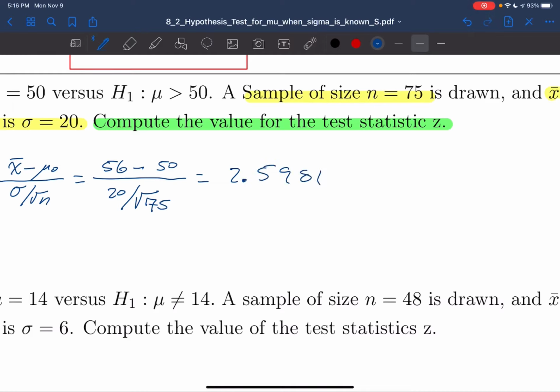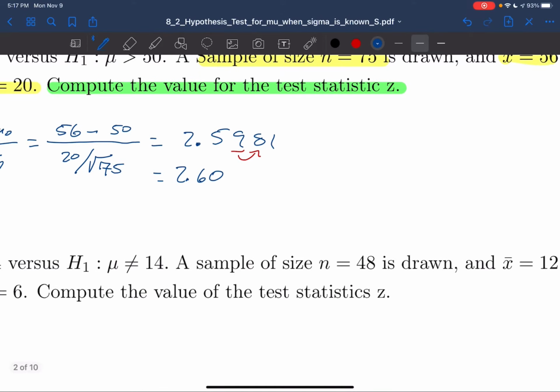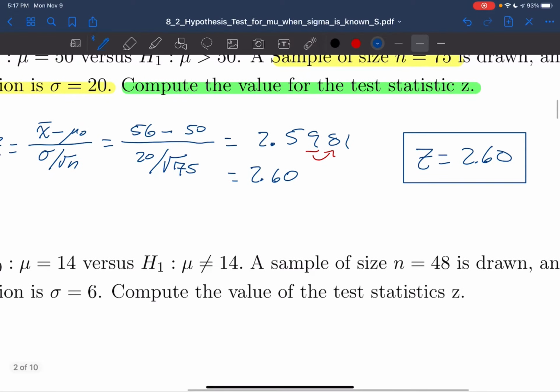2.5981. What I like to do is round this to 2 decimal places. So we look at the digit next to it, and if it's 5 or greater, we round up. So this is going to be 2.60. We just calculated our test statistic, so z is equal to 2.60. And you're probably asking, why do we round to 2 decimal places? Well, we're going to need that later in the notes, but we'll get into that.